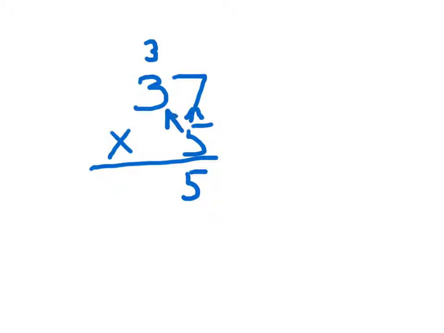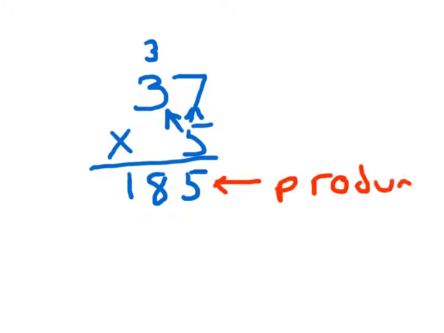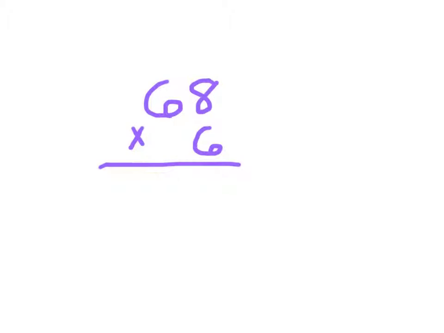Now at that point, we're going to go ahead and multiply 5 times 3 to get 15. We add the 3 to that, and we get 18. So 37 times 5 is 185. Again, the 185 is called our product, and that's our answer to our multiplication problem, whereas the other two are called factors. Show you another example.